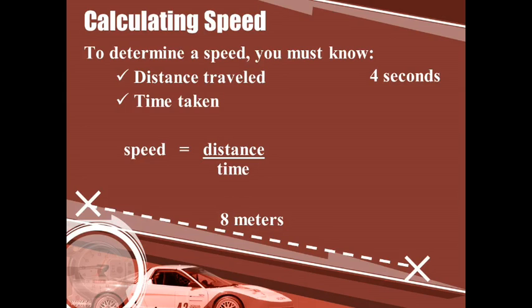Our total distance was 8 meters. Our total time was 4 seconds. When we divide that out, 8 meters divided by 4 seconds, I think we get 2 meters per second. Easy stuff.